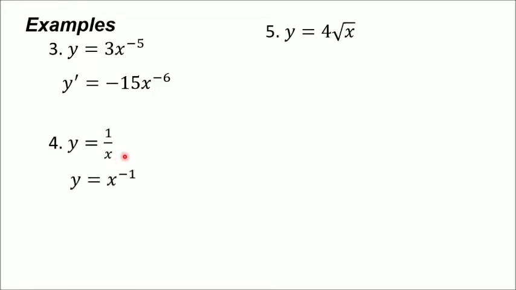So, igaganon muna natin siya. Magiging y equals x to the negative 1. Saka natin i-apply yung rule. We have now n equals negative 1 times 1 here na coefficient. So, that will become, the derivative is negative x raised to the power of negative 2. Negative 2 dahil negative 1 yan, minus 1 is negative 2.